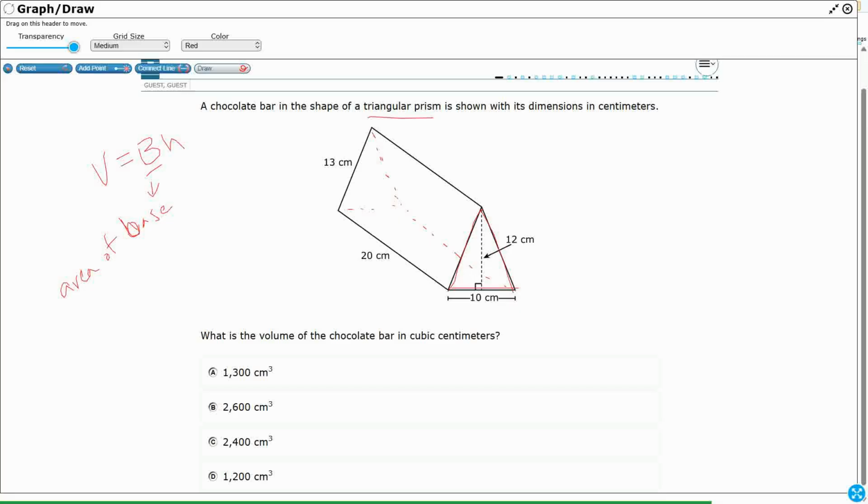And so what is connecting these two bases? Well, it's not sitting on its base. It's actually sitting on one of its sides here. This is the connecting line right here. So that means this is my height. Whatever face or whatever distance separates the two bases, finding the base, look at the name of the prism, that's the height. So this height is going to be 20 centimeters.